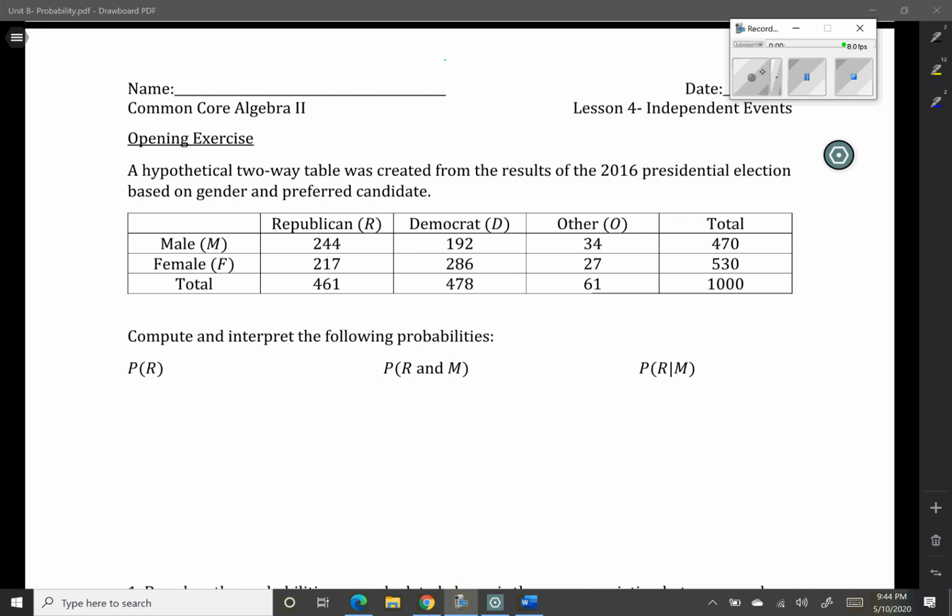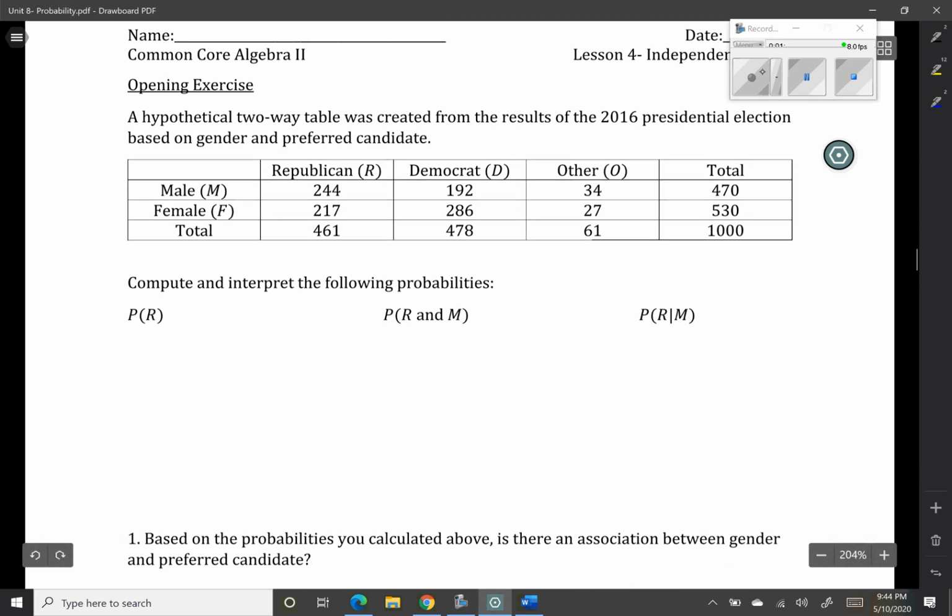Keep in mind, even though it doesn't say it, when you're finding probabilities, always round your answers to 3 decimal places. It's kind of a rule of probability. So go ahead, pause the video, and see how you make out here.